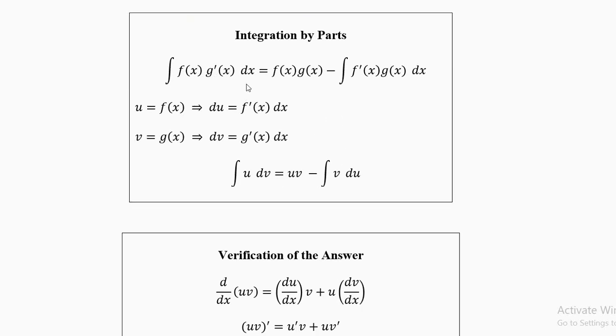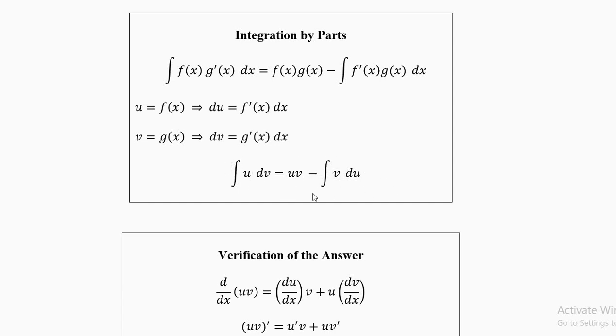Now you can write it in short form: u equal to f of x, du equal to f prime x dx, v equal to g of x, dv equal to g prime x dx. You will get finally the integral of u dv equal to uv minus the integral of v du. See, the v repeats in two parts. One is without integration, u times v, minus the integral of v du. See, the structure of this formula has to be understood.